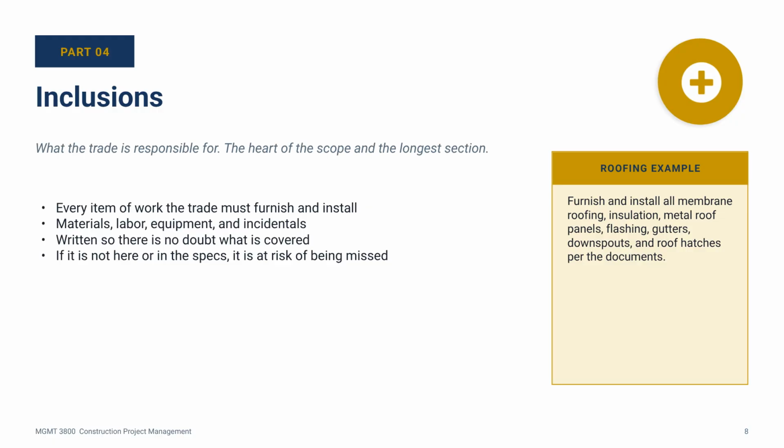Here is something to remember. If something belongs to this trade but is not listed in the inclusions, it is at real risk of being missed. Bidders price what they see. If the scope writer forgot to list something, the contractor might not include it, and you have a gap. So this section gets serious attention from the CM and serious attention from the bidder.